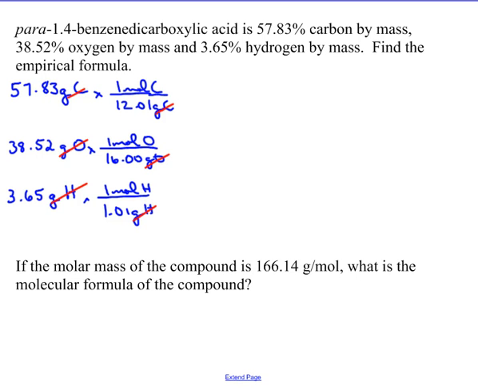Okay, so 57.83 divided by 12.01 is 4.82 moles of C, 38.52 divided by 16 is 2.41 moles O, and then 3.65 divided by 1.01 is 3.61 moles of H. Okay, now we're going to divide by smallest in order to get a simple whole number ratio.